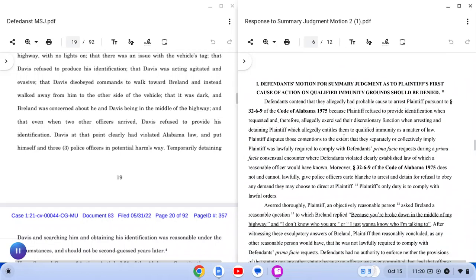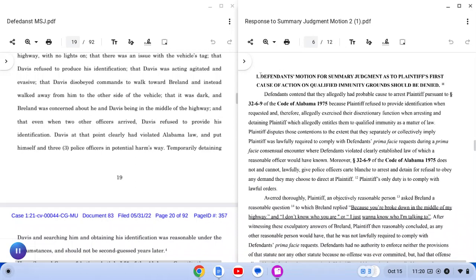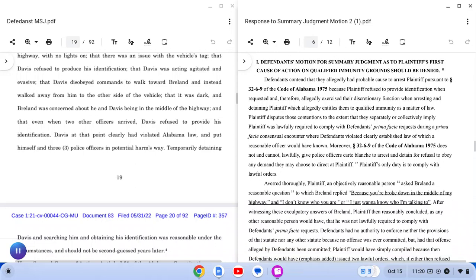This is my argument right here against their argument. So 1, defendant's motion for summary judgment as to plaintiff's first cause of action on qualified immunity grounds should be denied. And I have a footnote right there. So when I finish this page, I'm going to read y'all, I might have to read y'all all these footnotes. Shit, I don't want to, but I might have to read all of them to you.